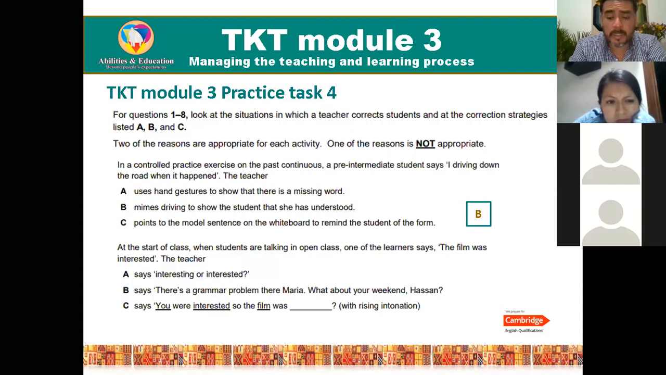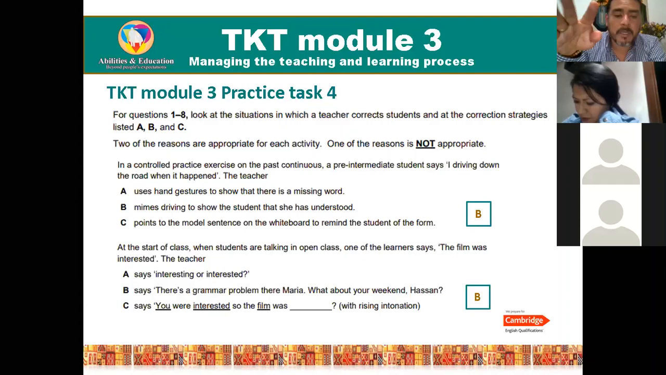At the start of the class, when students are talking in open class, one student says, "The film was interested." The teacher says, "Interesting or interested?" This is good. And letter C is also good: "You were interested, so the film was..." So that the student says, "Interesting," teacher. Okay. So letter B is not appropriate. Because maybe you can make the student feel embarrassed. If you say, "Okay, Maria, there's a grammar problem there. Okay, Hassan, now you tell me about your weekend." If you do this, the student is going to feel embarrassed, don't you think?